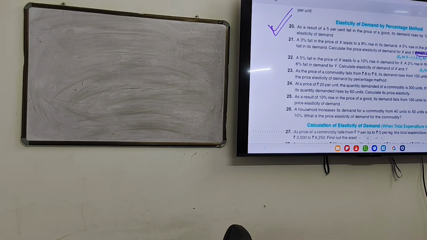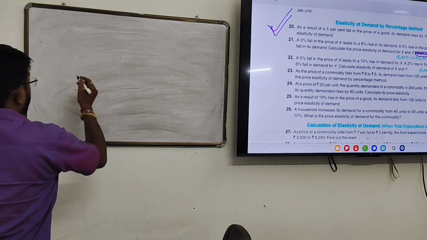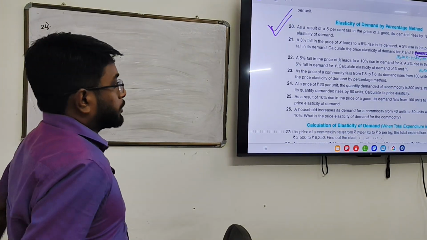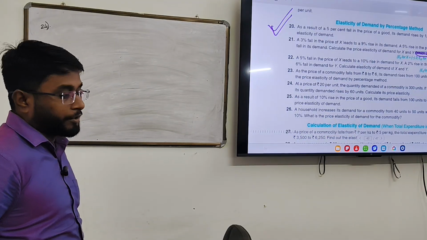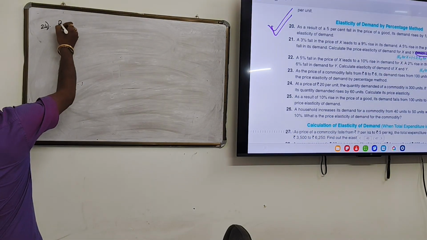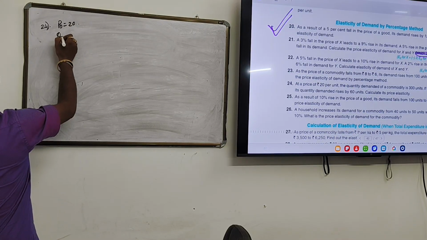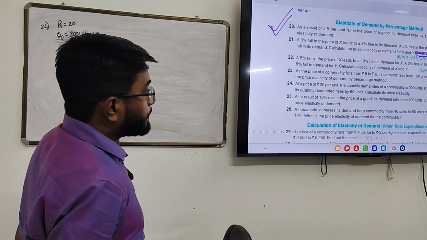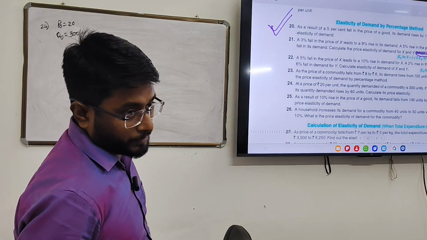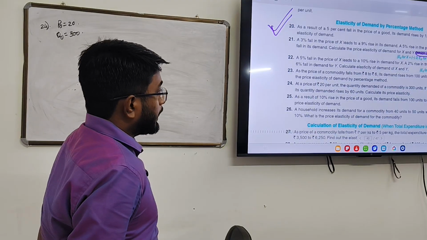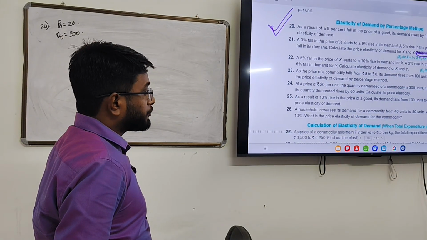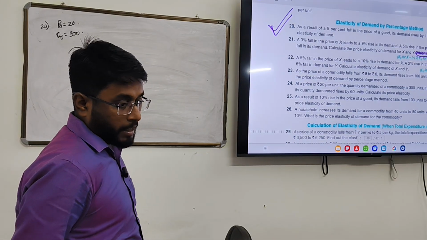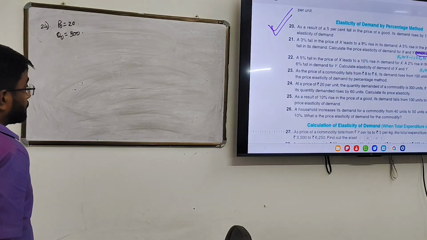Question number 24. At a price of rupees 20 per unit, the quantity demanded of a commodity is 300 units. That is, P0 is 20, Q0 is 300. Its price falls by 10%, comma, its quantity demanded rises by 60 units. Calculate its price elasticity. Look at the board.